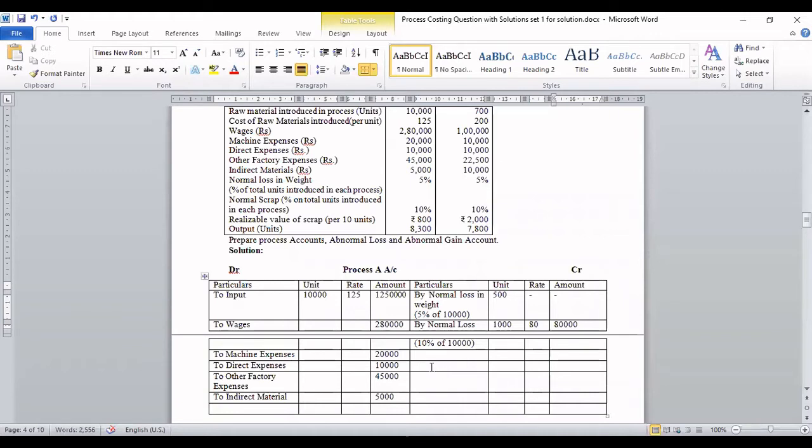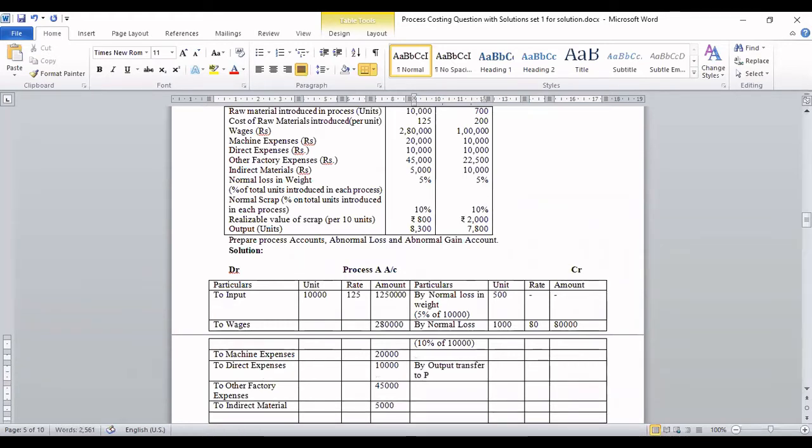Any doubt, any confusion till here? No, sir. Next we'll record output. See, output quantity we can record, na? Output transfer, which we are going to transfer to process B. Yes, to process B. Very good. What is the quantity given? Actual output?